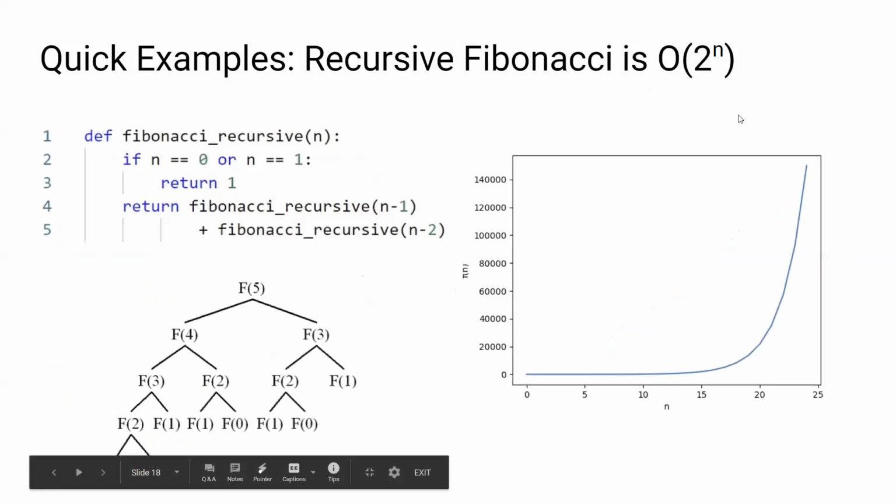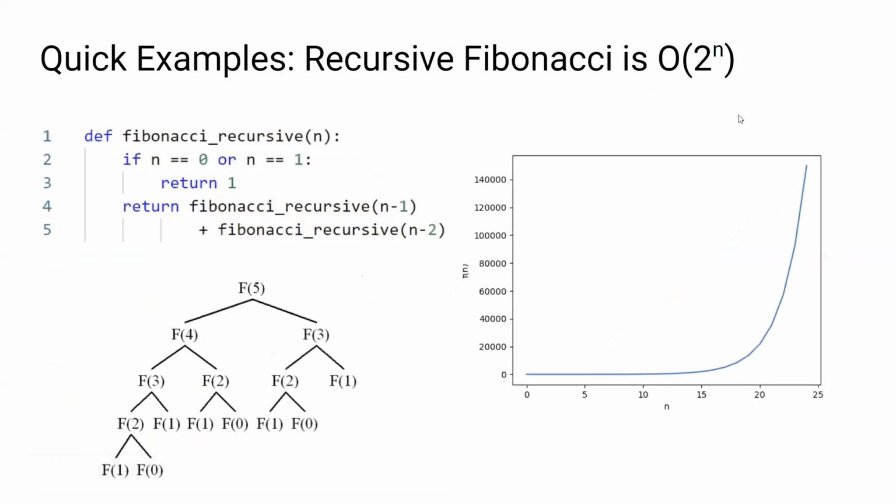Recursive Fibonacci, you might see this one. This is pretty well known for being an O of 2 to the n operation. We basically have our recursive algorithm. You always have the base case and then the recursive call. So the base case here is if n is 0 or n is 1, we return 1. Otherwise, we call the function twice in recursion, and that just really explodes, right?